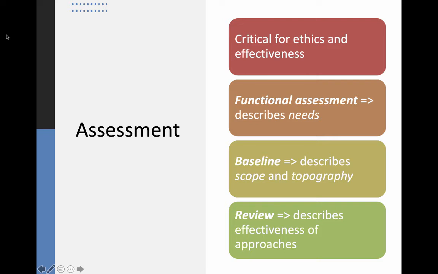If a little boy is in class and he puts his hand up and at the same time calls out, he's got a topographical issue. There's really no description here that he's doing it too often, that he's doing it too long, that he's doing it with too many spaces in between. The issue is simply the shape of his behavior.